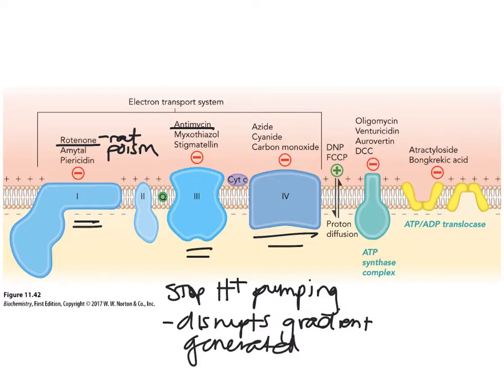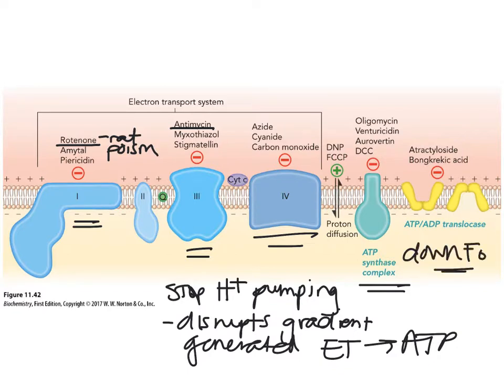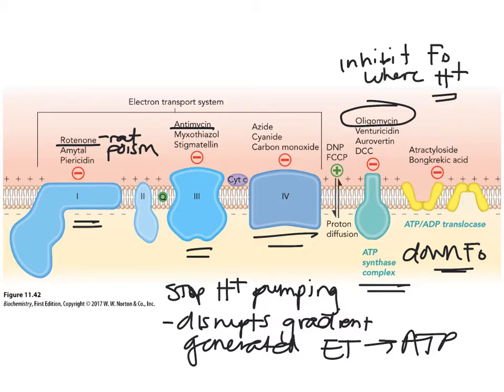So not only will this affect electron transport, but it will affect ATP synthesis downstream because, again, this synthase relies on the flow of hydrogens down F0. Oligomycin is going to inhibit the F0 complex where hydrogens flow through. That's why it actually has its name F0, because the O stands for oligomycin.